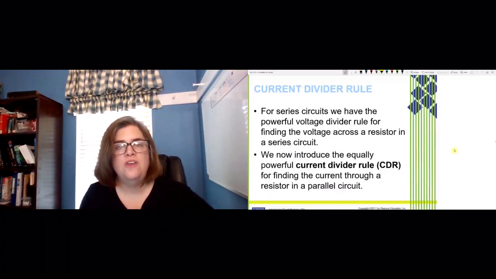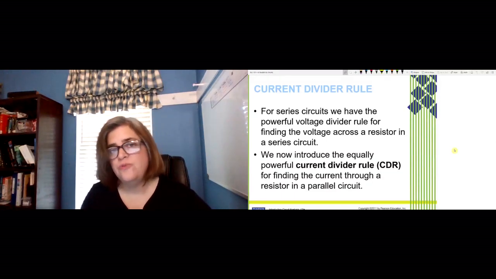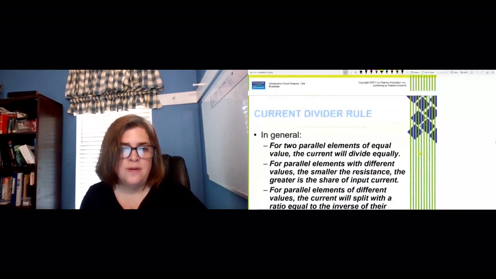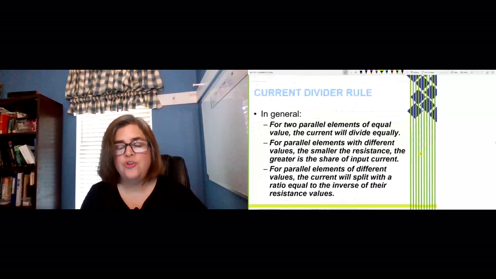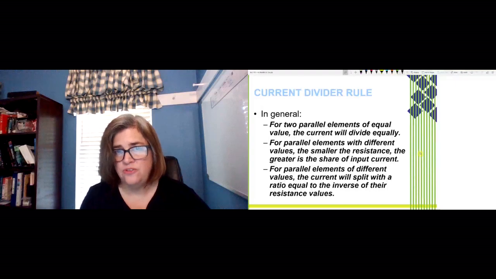For series circuits, we used a voltage divider rule to show that the voltage across series resistors divided proportionally to their actual resistor values. We're now going to look at something we call the current divider rule that will help us find current through resistors in a parallel circuit, and it's very similar to our voltage divider rule with a pretty big difference. So for the current divider rule, if we have two parallel resistors of equal value, then the current's going to divide equally through each of those resistors.